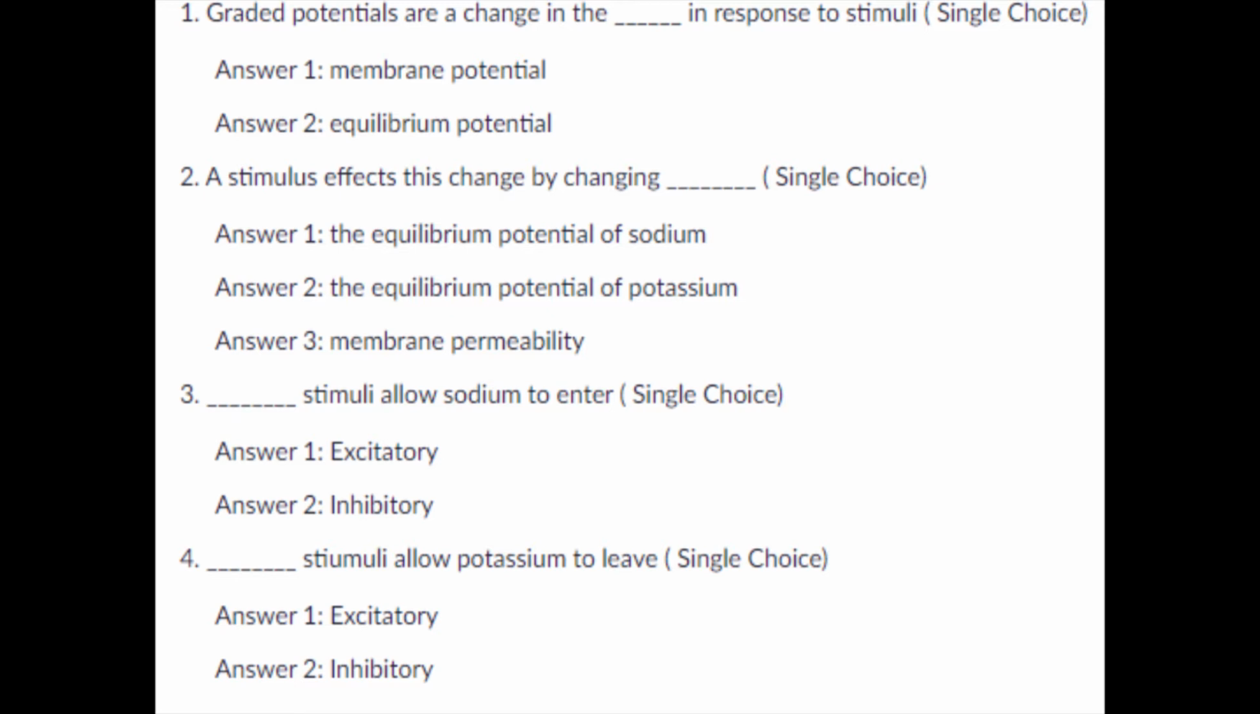And this is basically going to make it harder for us to reach the threshold to fire off an action potential, which is why we refer to this as an inhibitory stimulus, because it's making our job harder for signaling. We're really trying to stop a signal in this case.